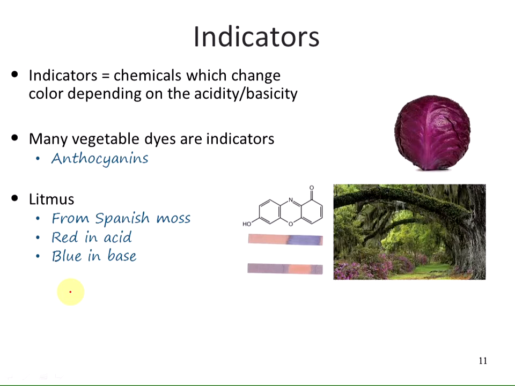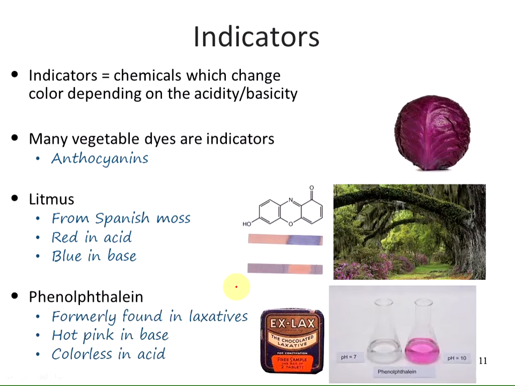Litmus is another example of a natural indicator. It's derived from Spanish moss, and it turns red in the presence of an acid and blue in the presence of a base. Another type of indicator is phenolphthalein. Phenolphthalein is a common indicator that we actually use in the lab. It's also formerly found in laxatives, and it turns a nice hot pink color in the presence of a base, but in the presence of an acid, it's actually colorless.